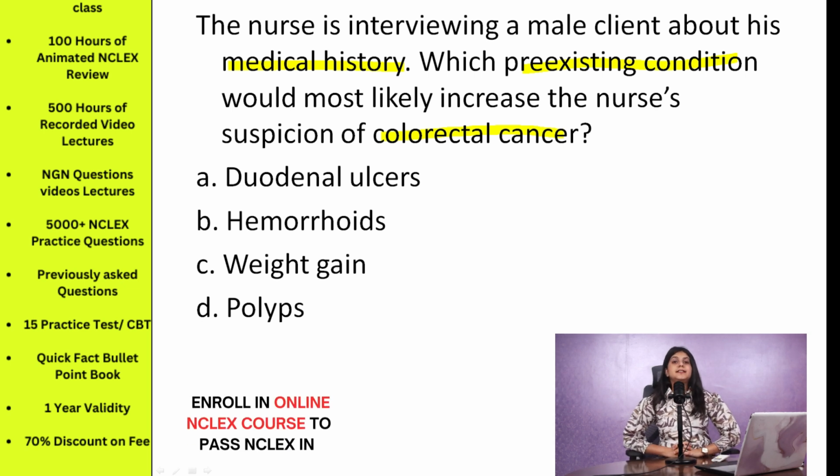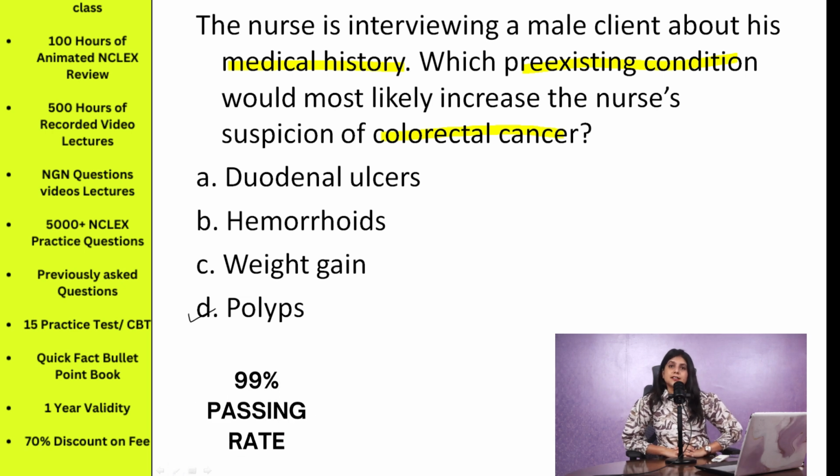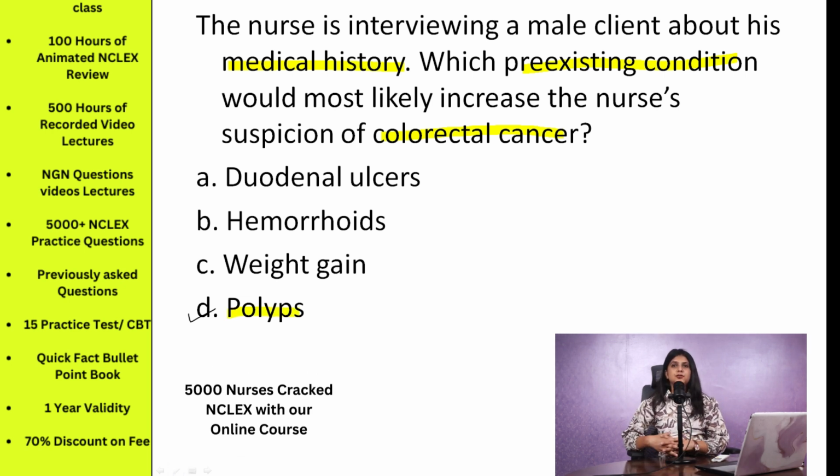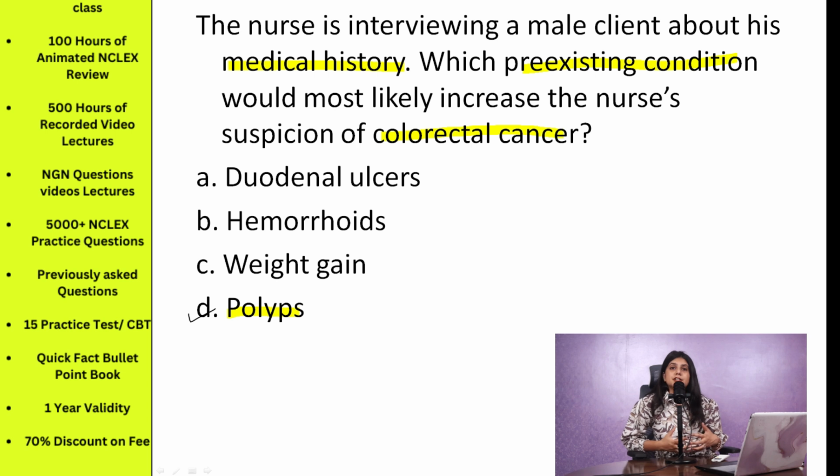Correct answer, D. Colorectal polyps are a common precursor to colon cancer. Option A. Duodenal ulcers are not linked to colorectal cancer. Option B. Hemorrhoids do not increase the risk of colorectal cancer. Option C. Unintentional weight loss, not weight gain, is a warning sign of colorectal cancer.